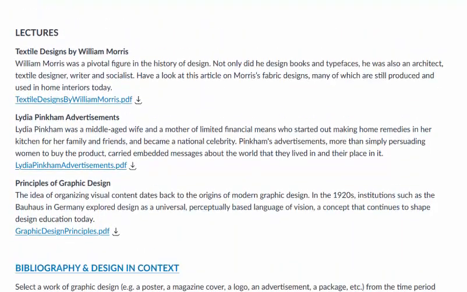Have a look at this week's lectures. William Morris was a pivotal figure in the history of design. Not only did he design books and typefaces, he was also an architect, textile designer, and writer. Have a look at this article on Morris's fabric designs, many of which are still produced and used in home interiors today.